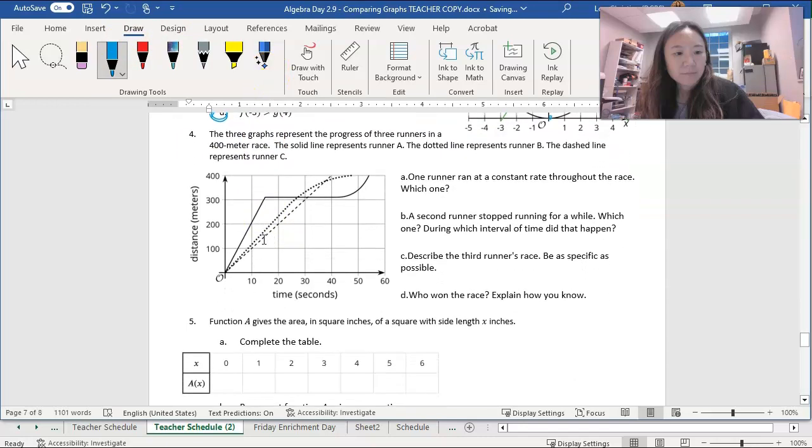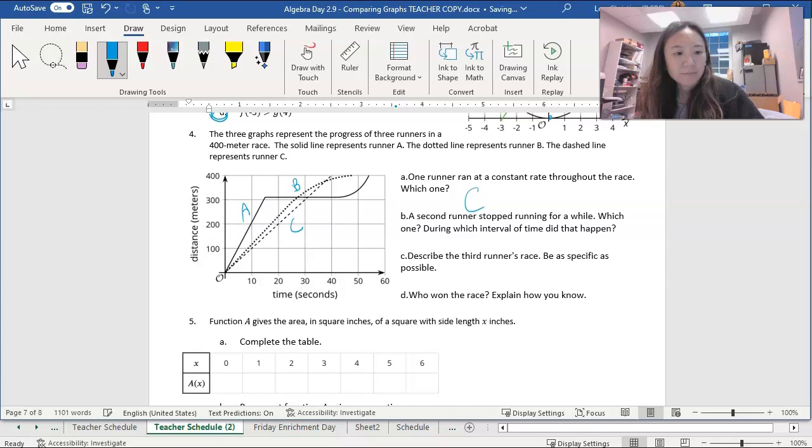All right, number 4, the 3 graphs represent the progress of 3 runners in a 400-meter race. The solid line is runner A. The dotted line represents runner B. And then the dashed line is C. Which runner ran at a constant rate throughout the race? So we can see that person A ran for a while, then they seemingly stopped running, and then continued running again. Person B was running at a nice even pace, a constant rate, but then started to slow down, and person C is the only person who continued to run at a constant rate.